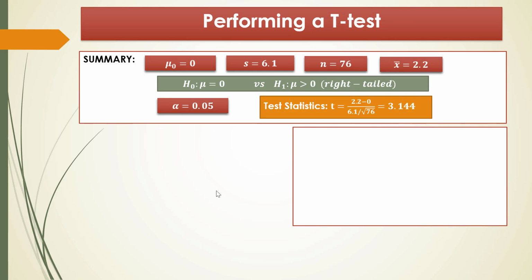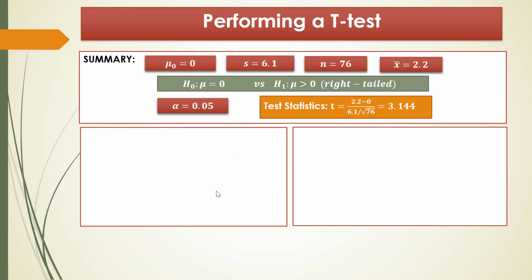So now let's see how we perform a test. First, we have to find the test statistic. T here is equal to x bar minus mu naught over s over square root of n, which is 3.144.